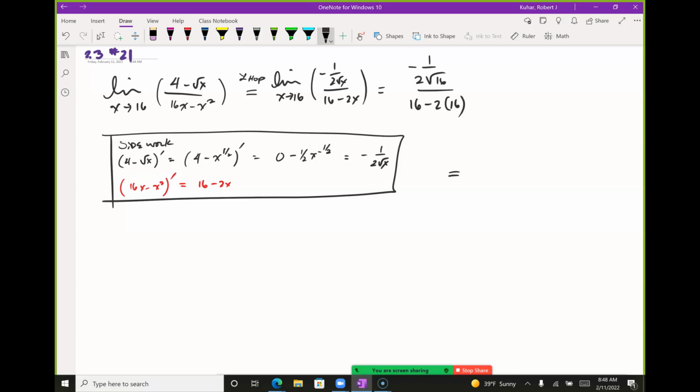Yeah. So I can simplify this, right? This is minus 1 over 2 times 4, and then 16 minus 32. So it's negative 1 over 8 over negative 32. That's positive, and it's 1 over 128, right? Is that right? No. Help me. What did I do wrong? I think it was... Oh, it's negative 16. Negative 16. Yeah. Sorry.